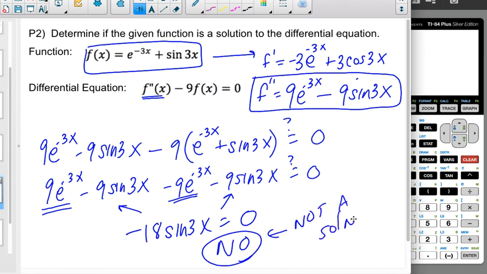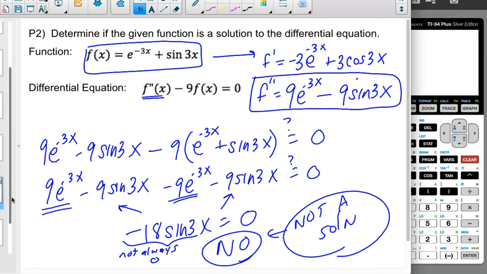Right? Because again, to be a solution to the differential equation, I need to get 0 equals 0, and this is not always 0. It could be 0 for a second, but it's not always 0. So I need literally 0 equals 0, or 1 equals 1 like we saw in the last example, right?